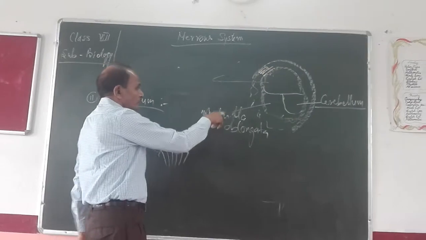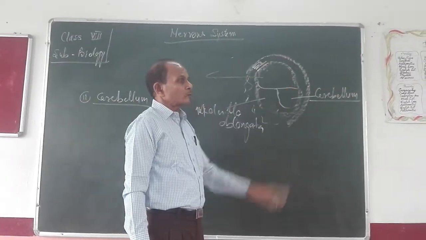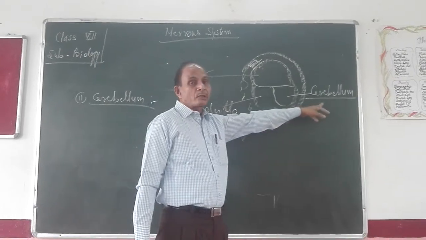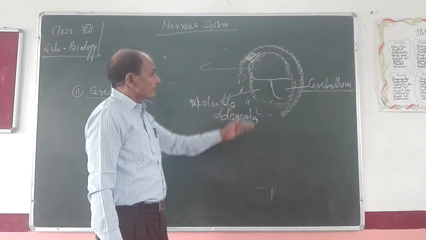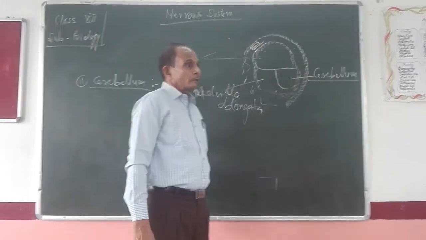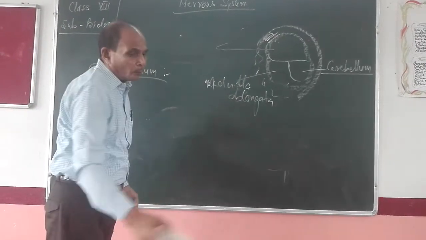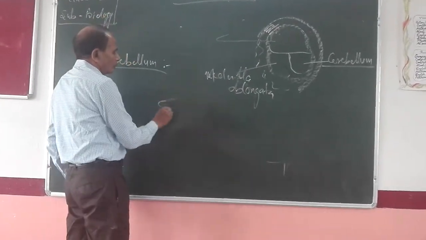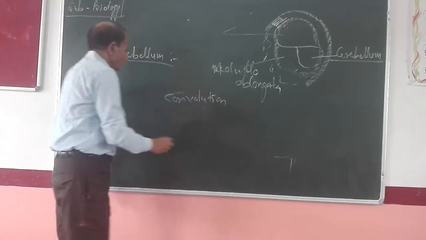In the case of the cerebrum, the number of neurons is too much, but in the case of the cerebellum, the number of neurons is less than the cerebrum. There is one more word known as convolution. What is the meaning of convolution?